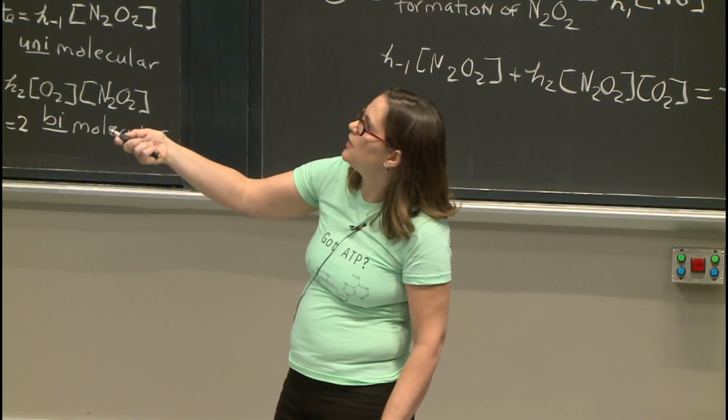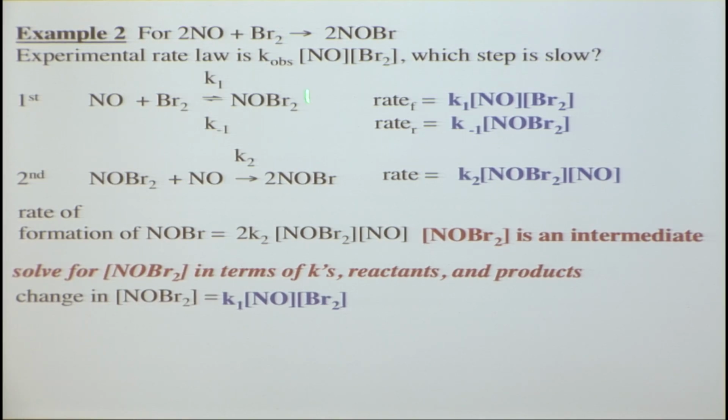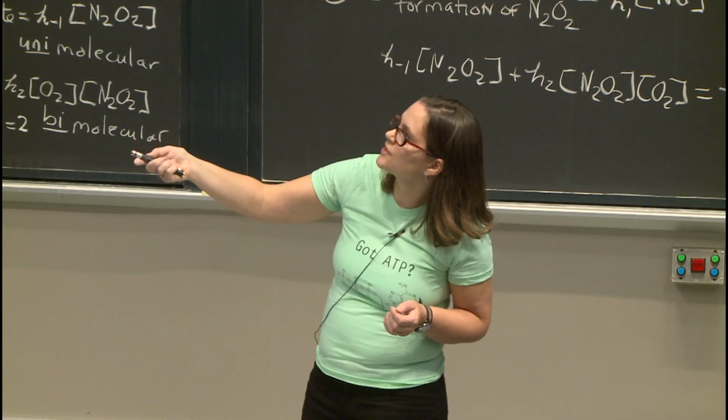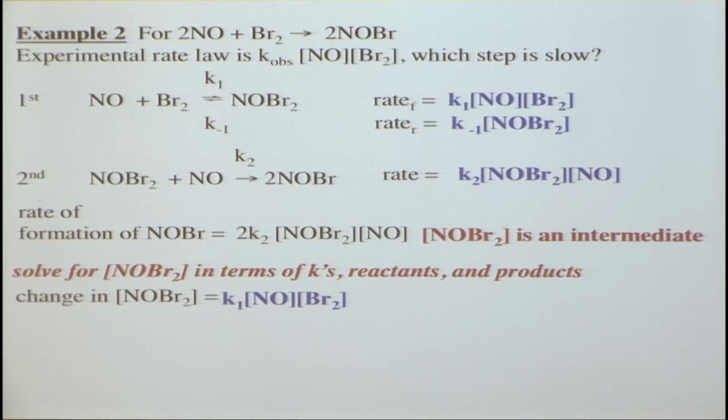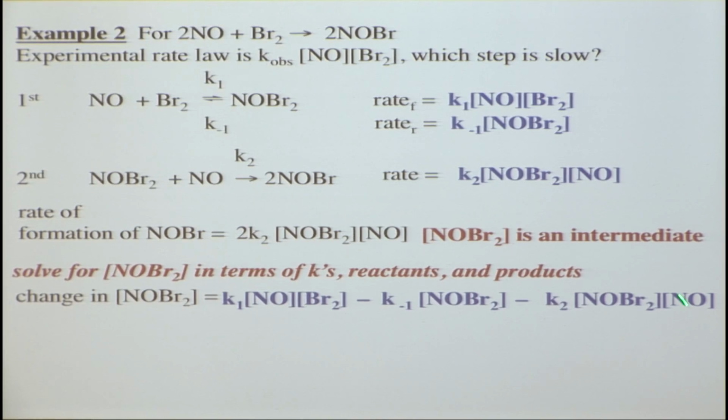So the intermediate is being formed in the first step. We have the rate law for the first step, k1 times NO times the concentration of Br2. The intermediate is also decaying in the reverse part of the first step, so that's minus the reverse rate, minus k minus 1 times the intermediate here. And then it's being consumed in the second step, so it's going away by the rate k2 times the concentration of the intermediate times the concentration of NO.